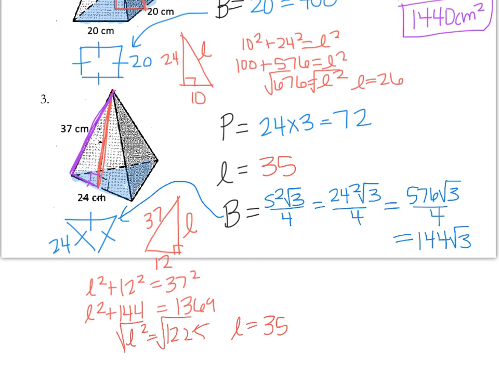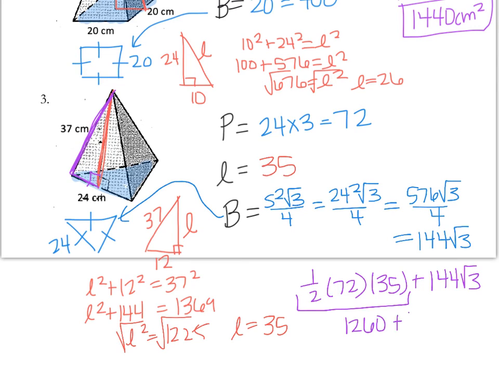And then our last step is to plug that all into the formula. So the formula is going to say 1/2 P times L plus B. And we're going to evaluate this whole section first. We're going to do 72 times 35. And then take half of that. You should get 1260 plus 144 radical 3.